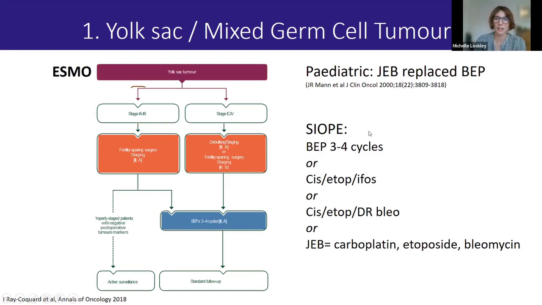The AYA guidelines, I think, are probably the most rational, to be honest, because they give you a lot of options. You can have BEP, you can have JEB like the paediatricians, or if you're a bit concerned about the bleo, you can dose reduce the bleo or substitute it for ifosfamide. So there's more options here. Okay, I'm not going to talk about yolk sac anymore today, because pretty much everyone would agree that this is a cancer that really does need chemotherapy.